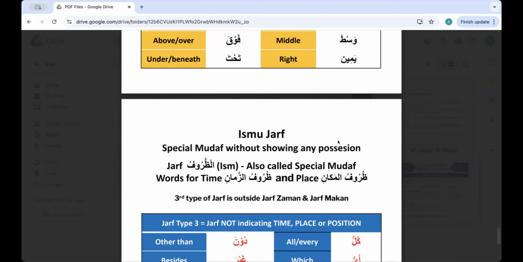Right, yameen, left, shimal, with, ma'a, over, فوقه, underneath, تحت, with ma'a, near عنده, front, أمامه, and between, بين. Other than that, I don't. You don't know. Okay, round. MashaAllah, we've done one. Other than that, I haven't memorized it.